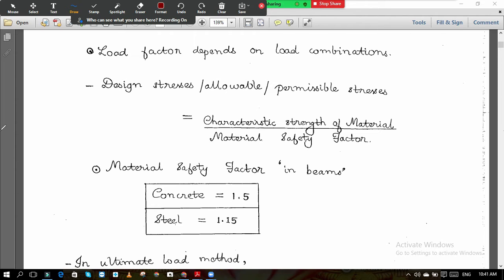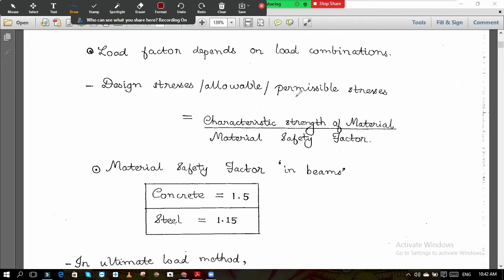In working stress method, what was given is the characteristic strength of material divided by factor of safety. Here, it is the characteristic strength of material divided by material safety factor. Material safety factors in beams are given over here, and normally we are going to use these factors: 1.5 for concrete, this we have already known, and 1.15 for the steel, according to this ultimate load method.